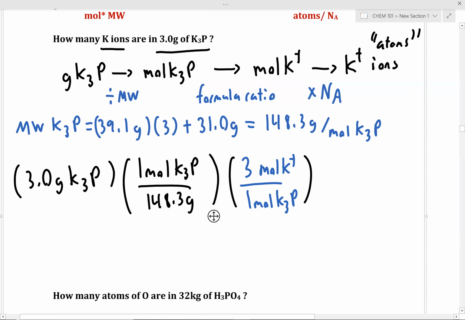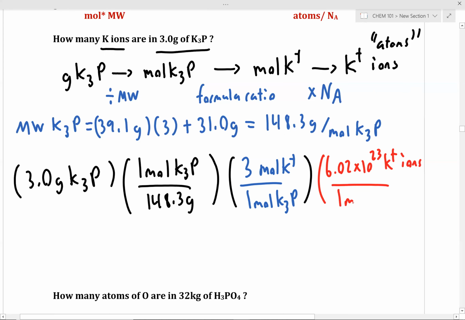Finally, if we're going from moles of an atomic species to particles, what conversion factor do we use? How many total ions are present in a mole? Yep, Avogadro's number, 6.02 times 10 to the 23rd K plus ions in 1 mole of potassium plus.